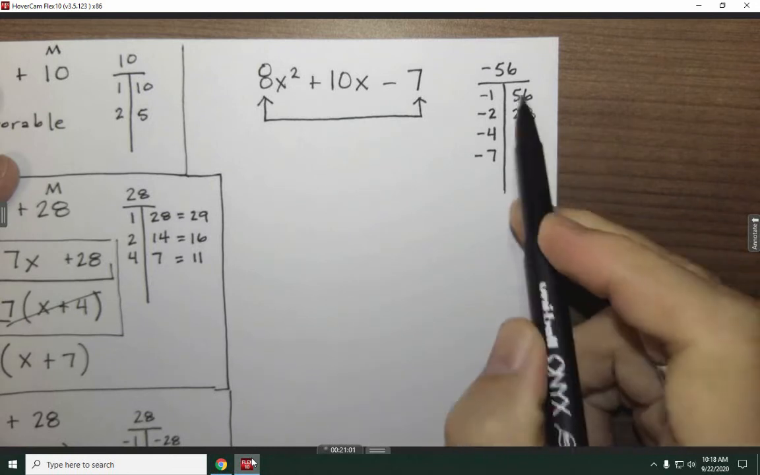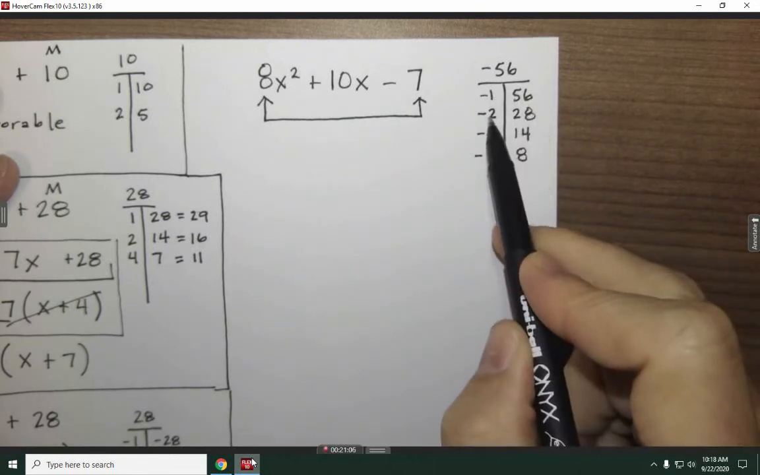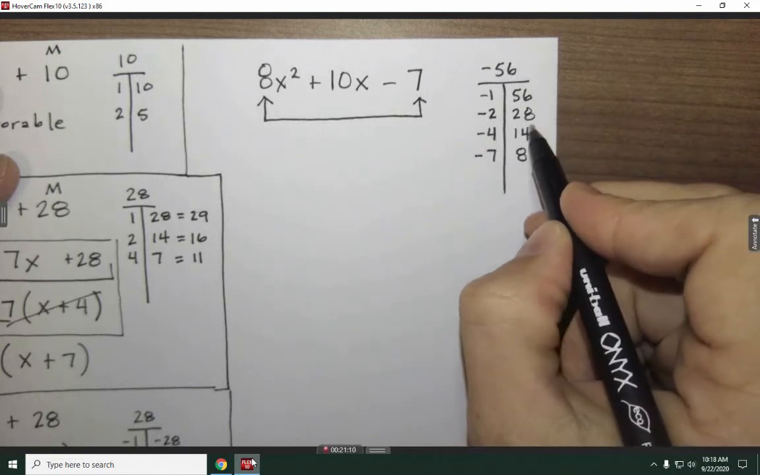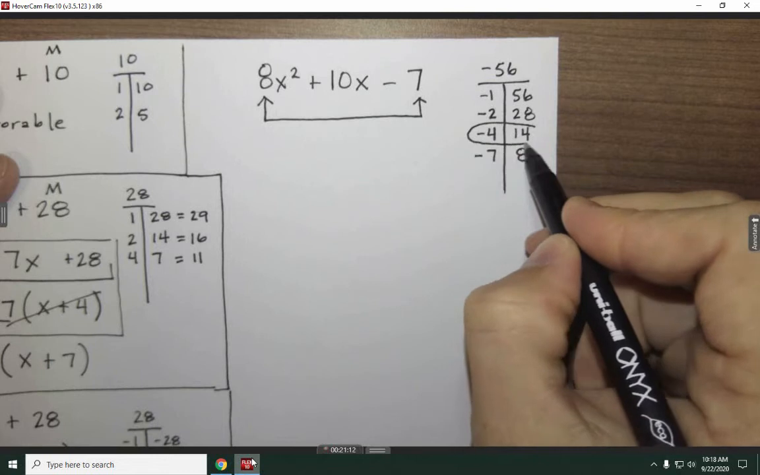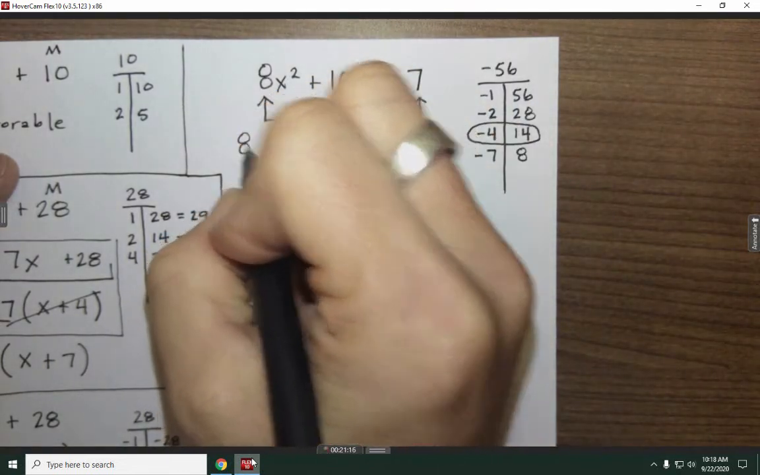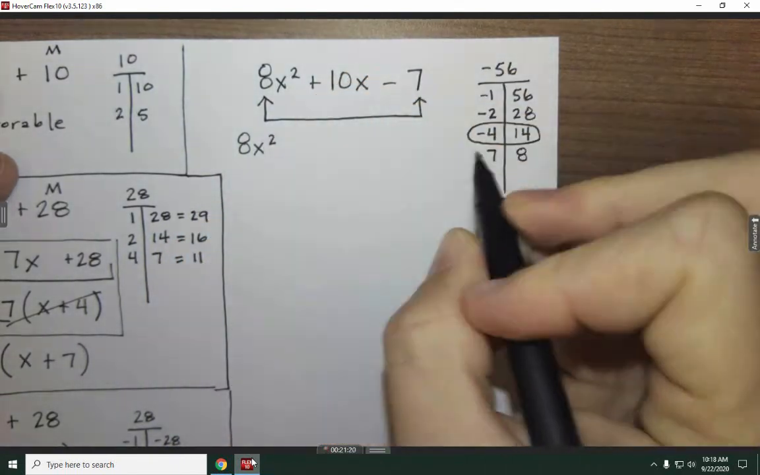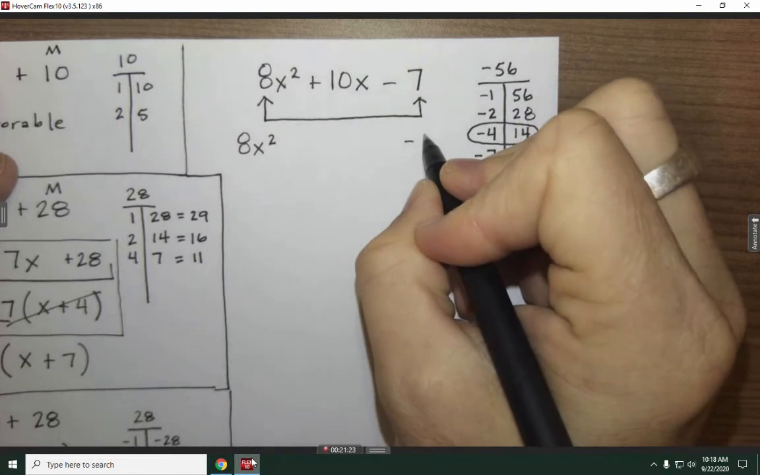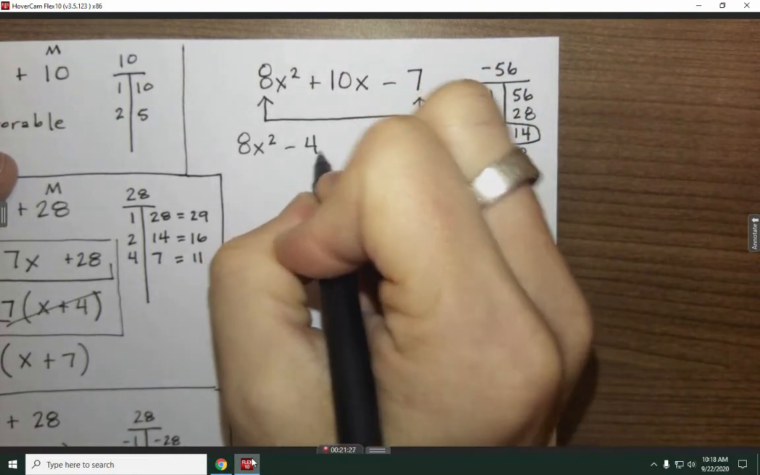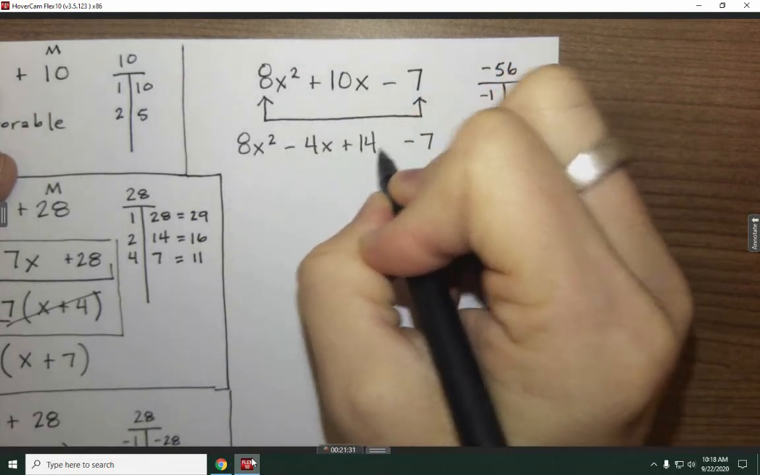So if we start adding these up, we're just doing the subtraction. We're going to have 55, 26, and that gets us to that positive 10 that we're looking for. So here's our answer here. That gives us 1, so that doesn't work. We have 8x squared, negative 7. So our middle term is going to split into this, so we got minus 4x and plus 14x.